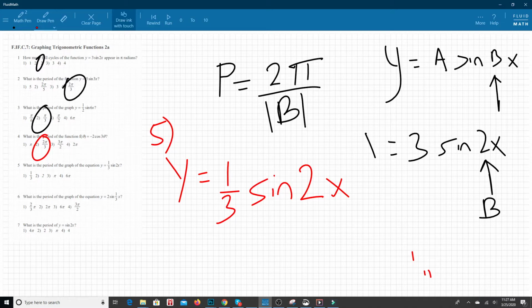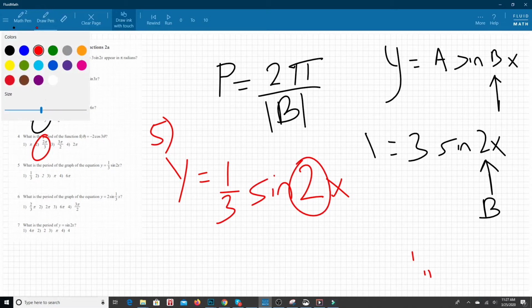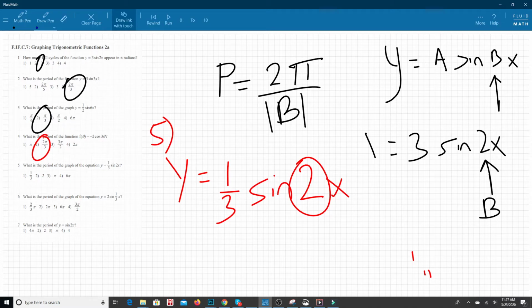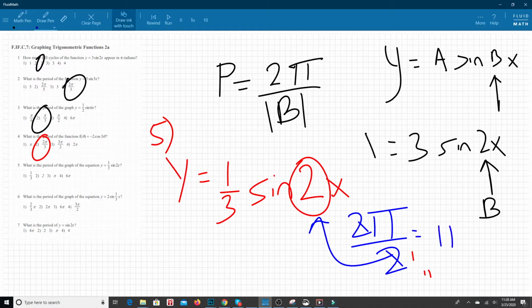Because I'm just going to use the formula. The formula says 2 pi over b. In this case, my b value is going to be 2, right? So it's going to be 2 pi over 2. Cross out my 2's, I'm left with pi.